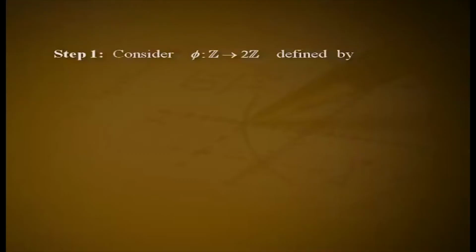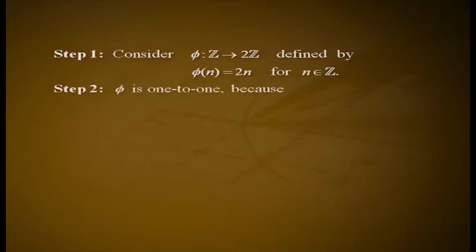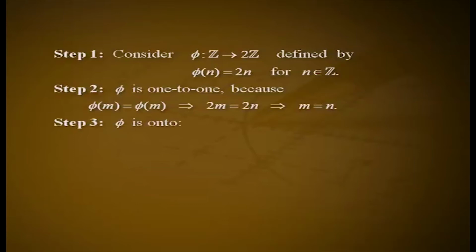Solution. Step 1. Consider phi from Z to 2Z defined by phi of n is equal to 2n for n belongs to Z. Step 2. Phi is one-to-one because phi of m is equal to phi of n implies 2m is equal to 2n implies m is equal to n. Step 3. Phi is onto.